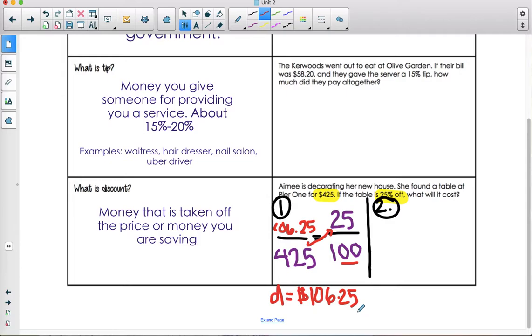Okay, so if I'm saving that much money, to figure out my final cost, I can look at this word right here, off. When I think of 25% off, that means that we're going to subtract. Okay, so the only difference between discount and tax and tip is that our final step is going to be to subtract instead of add. Okay, so let's go ahead and do that math here. We should have $425.